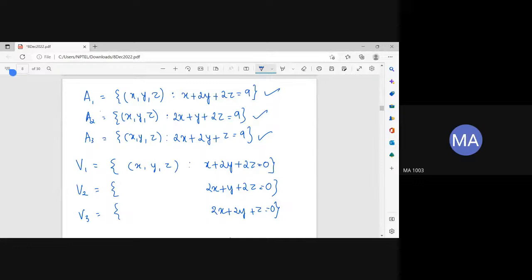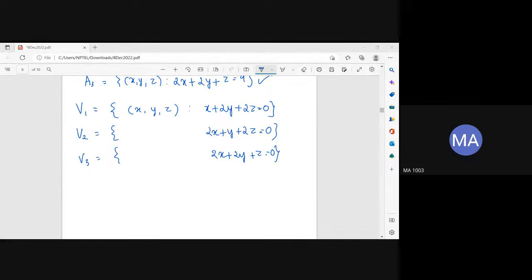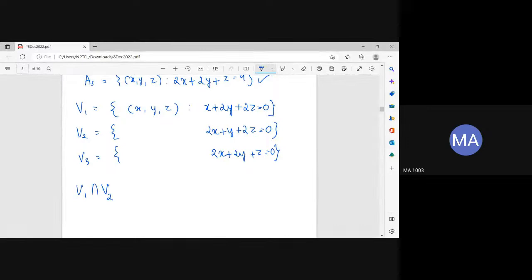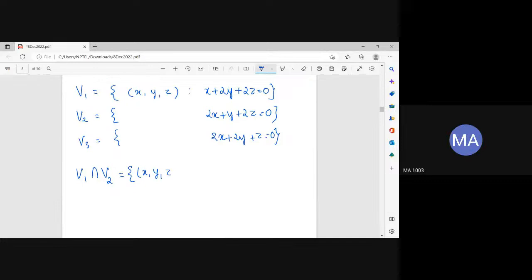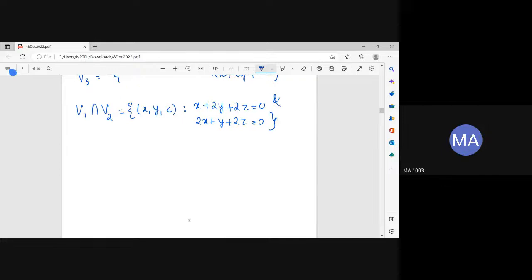So what is the first question? Which of the following denotes the subspace V1 intersection V2? So how will we find V1 intersection V2? You have to include both the equations. x plus 2y plus 2z should be equal to 0, and 2x plus y plus 2z should also be equal to 0. So you have to solve these two equations and see what relation you get. You can find x from here, substitute it here, find y, or you can do Gaussian elimination, whichever is simpler.